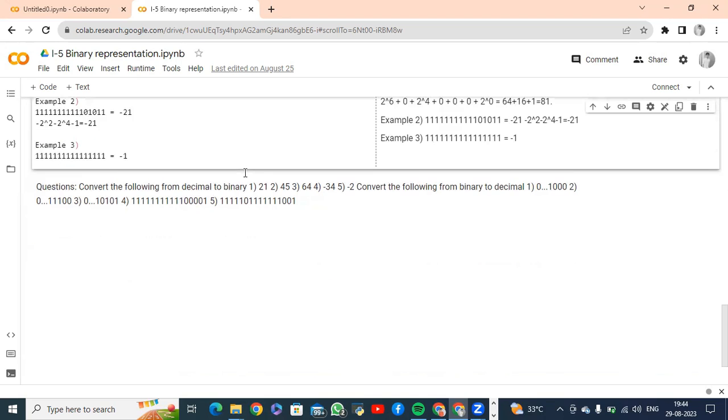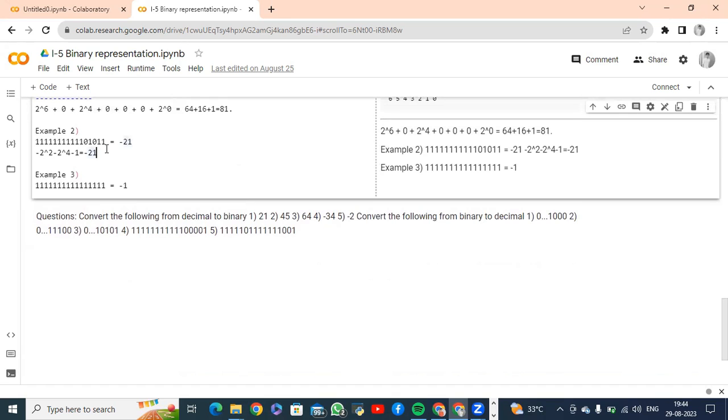Okay. Now see this example 2. Here, I'm having 1, 1, 1, 1, 1, and so on. At some positions 0, 1, 0, 1, 1. Now, if we have a 1 in the most significant bit, then it is termed as a negative value. Okay, this 1 represents the negative value. This binary value is negative.